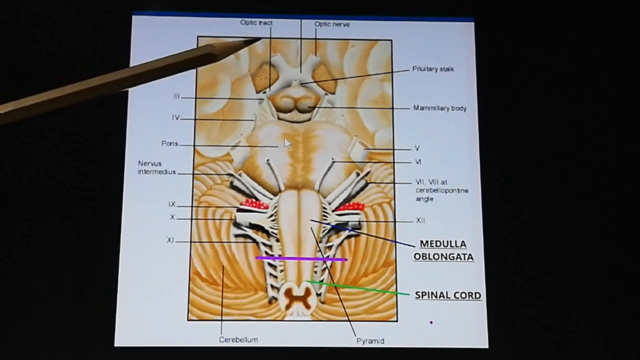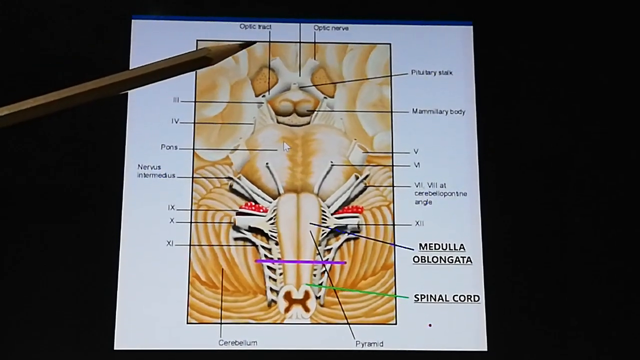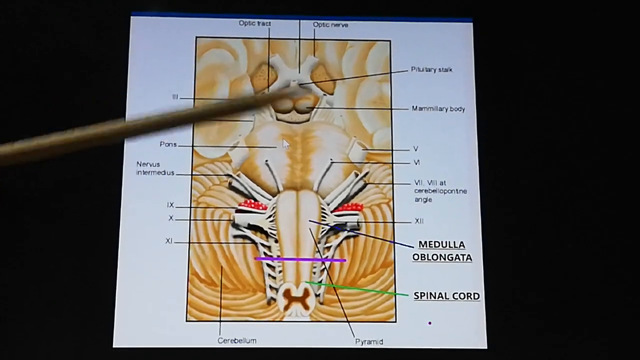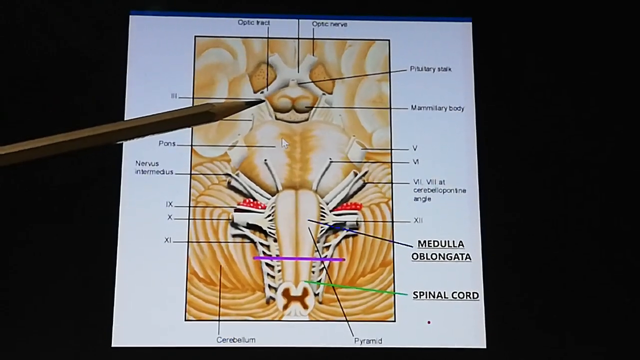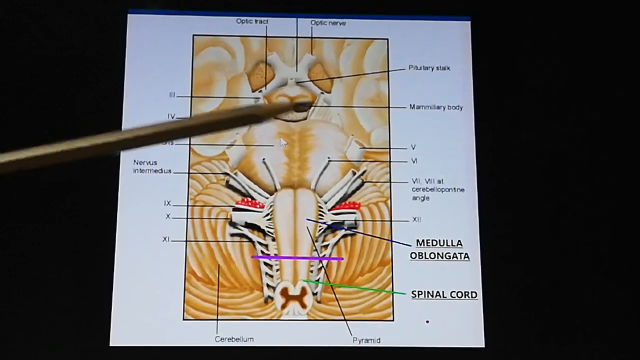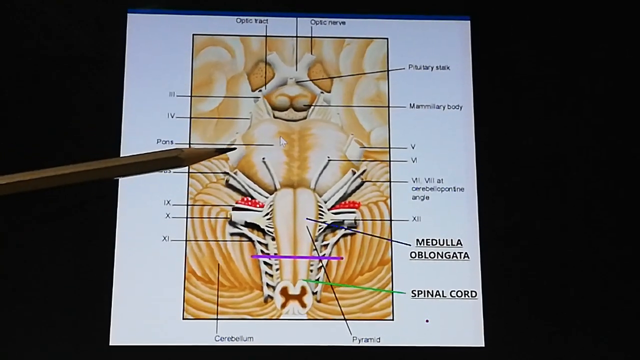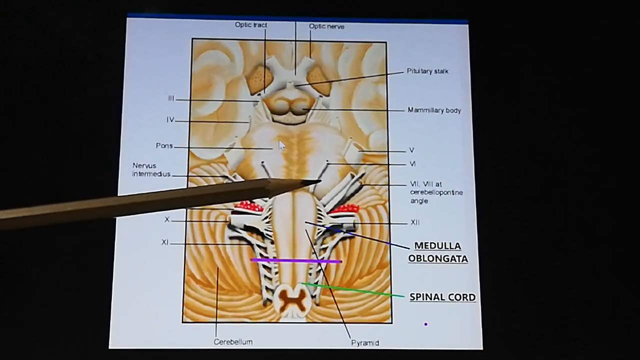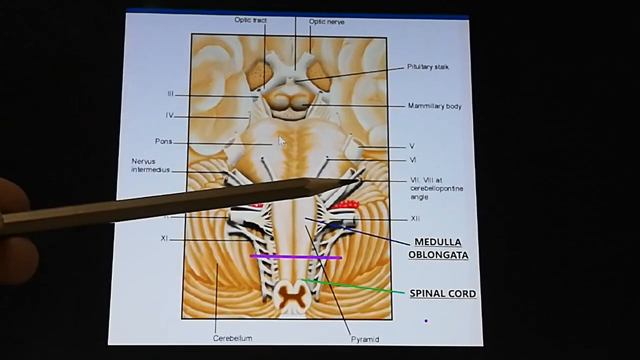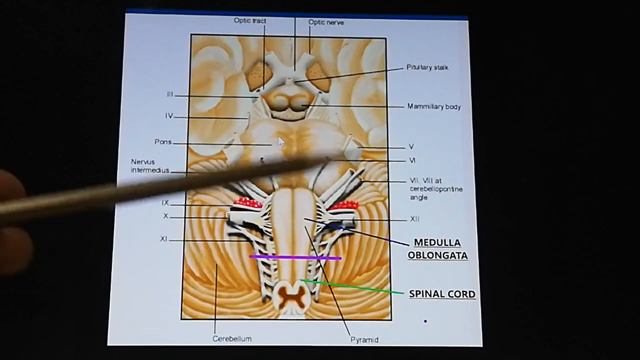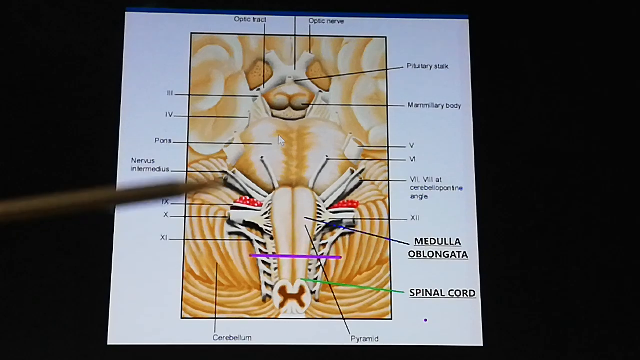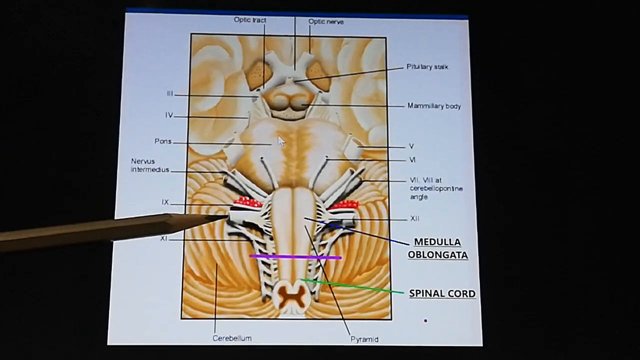In the above region, the first nerve will be the olfactory nerve. Next to it, we have the optic nerve. Then we see the oculomotor nerve and we observe the trochlear nerve. Then we see the trigeminal nerve in the pons. And here we have the abducent nerve. Then we see the facial nerve and the vestibulocochlear nerve. Now comes the glossopharyngeal nerve. Next to it is the vagus nerve.